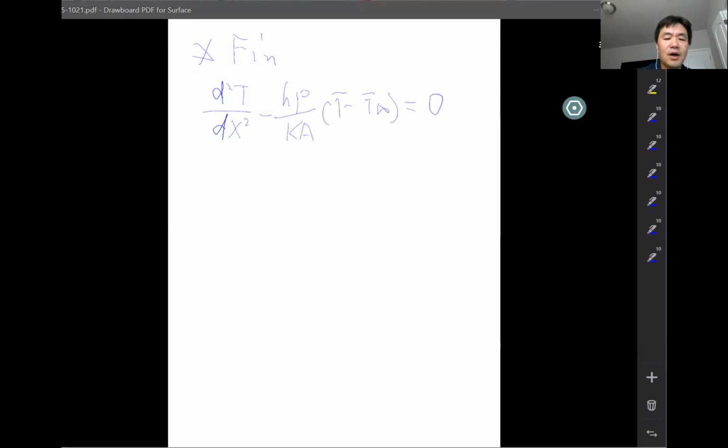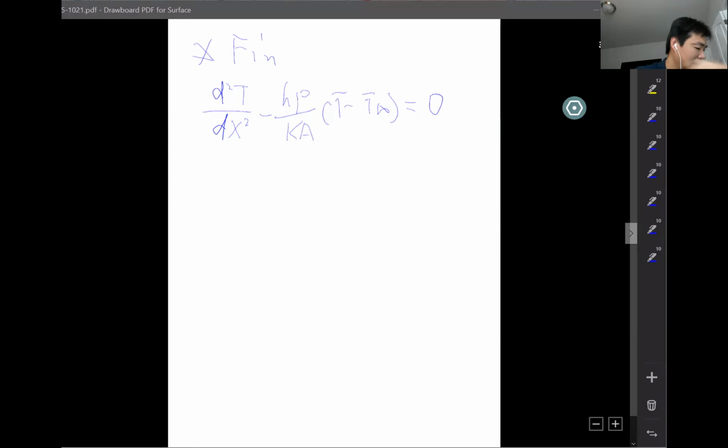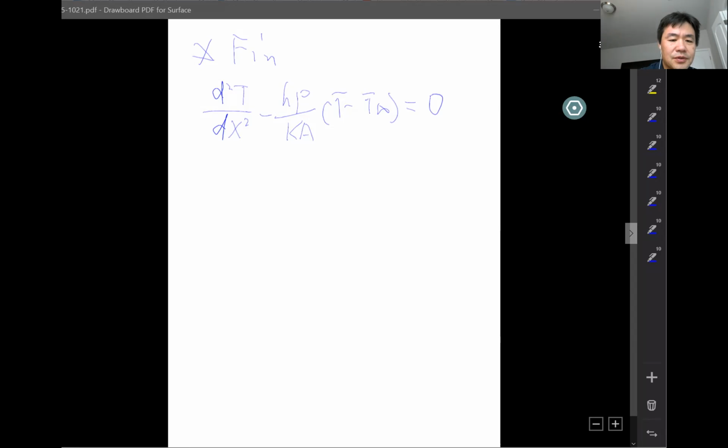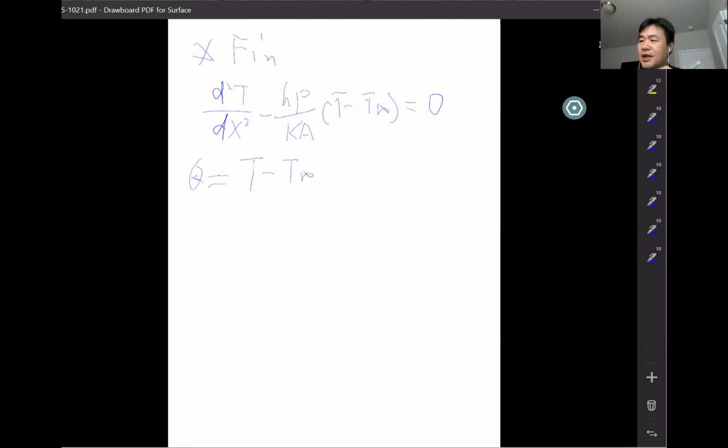By convention, we don't like to see T minus T infinity. Oh, by the way, what is T infinity? That's the ambient temperature, the temperature of the air of the surroundings, for the convection. So by convention, people like to introduce a relative temperature. Let's say theta. It's not the Q, heat transfer rate. We define theta as T minus T infinity. So it's a relative temperature.